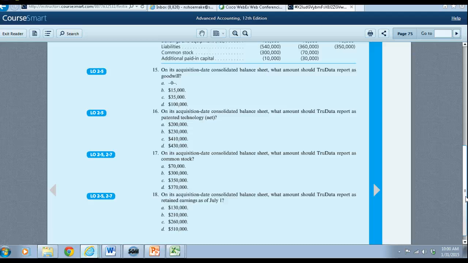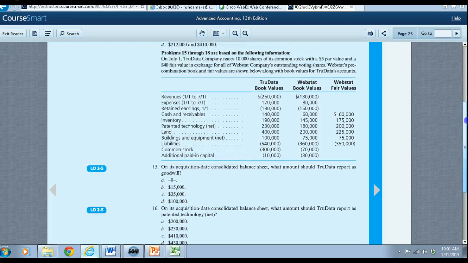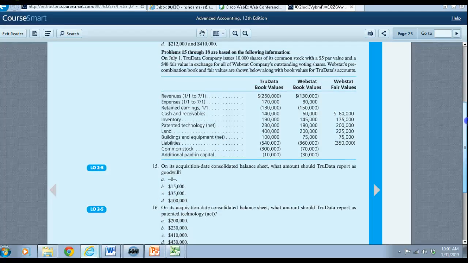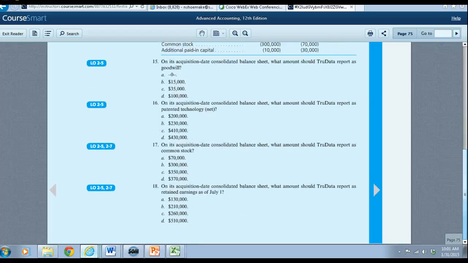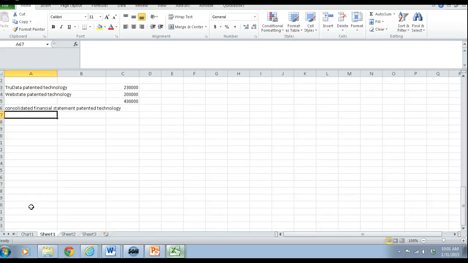on its acquisition date consolidated balance sheet, what amount should True Data report as common stock? So if you think about this, we're not going to deal with anything with WebStats common stock. We're only dealing with True Data's. Now, prior to this acquisition, True Data had 300,000 in common stock, okay?